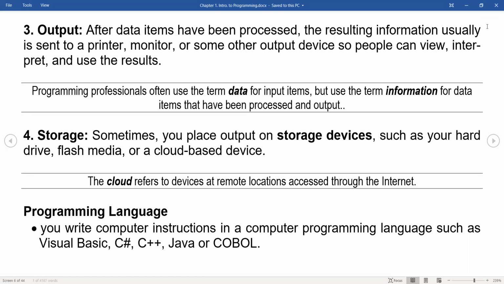In programming, of course, you are going to write a set of instructions to tell the computer what to do. So the tool that you need to use is your programming language. A programming language allows you to write computer instructions in a way that your computer can understand and process. Those are the tools that you are going to use when you develop programs.